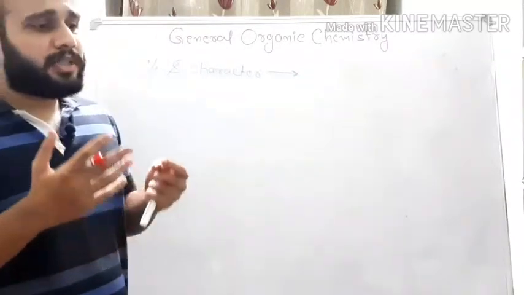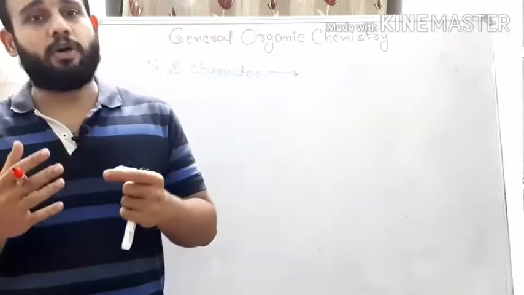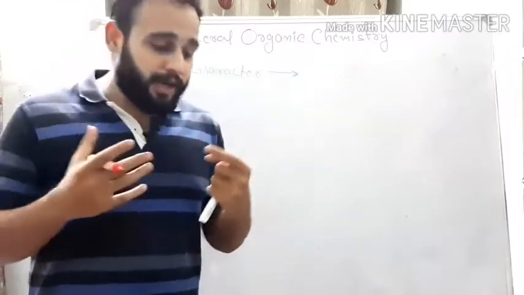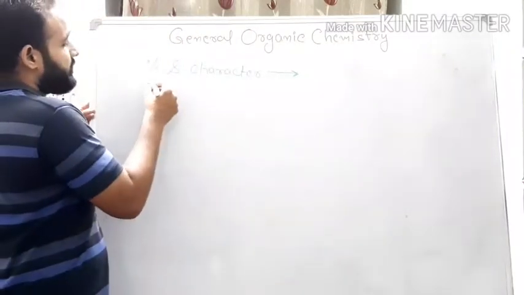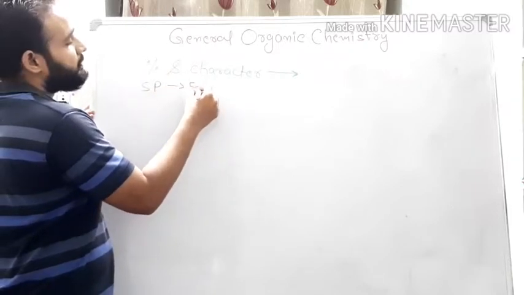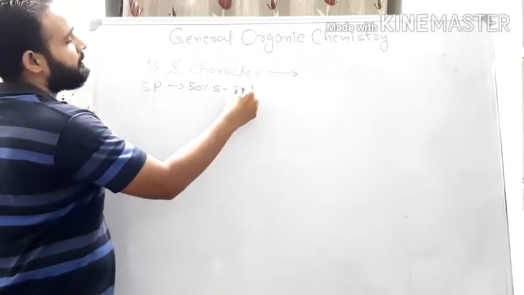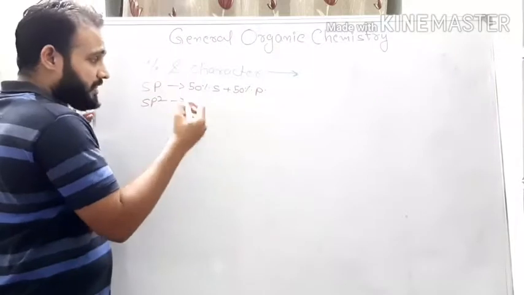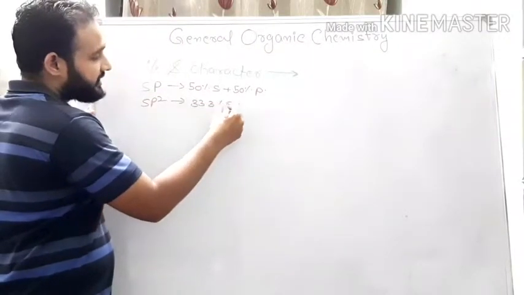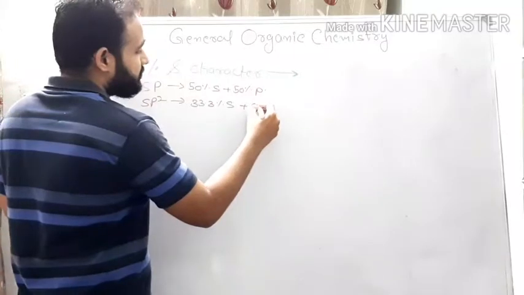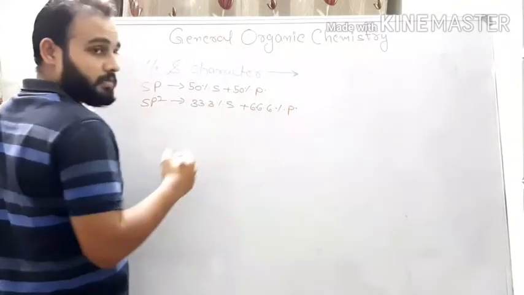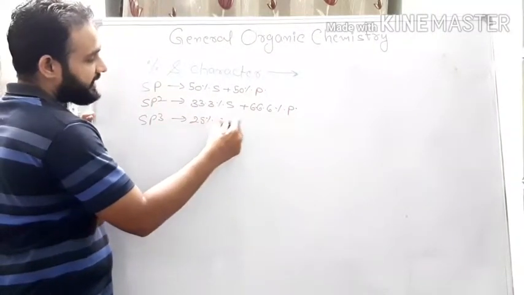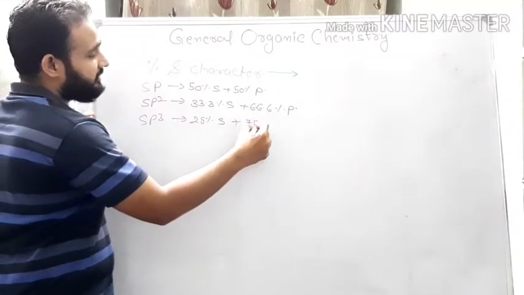Now, according to the hybrid orbitals, there is a different portion of s orbital in each type of hybrid orbital. For example, an sp hybrid orbital has 50% s character and 50% p character. An sp2 hybrid orbital has 33.3% s character and 66.6% p character. And an sp3 hybrid orbital has 25% s character and the remaining 75% p character.